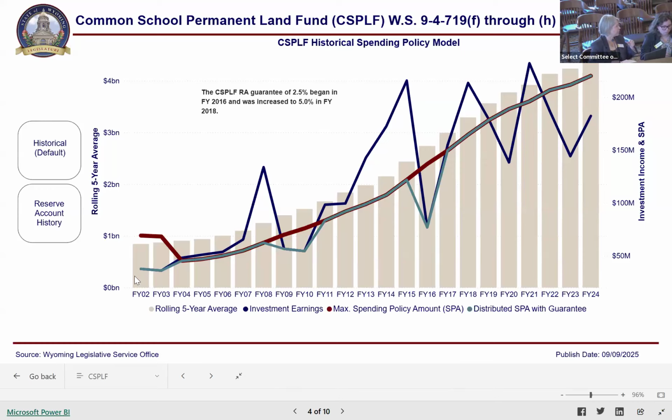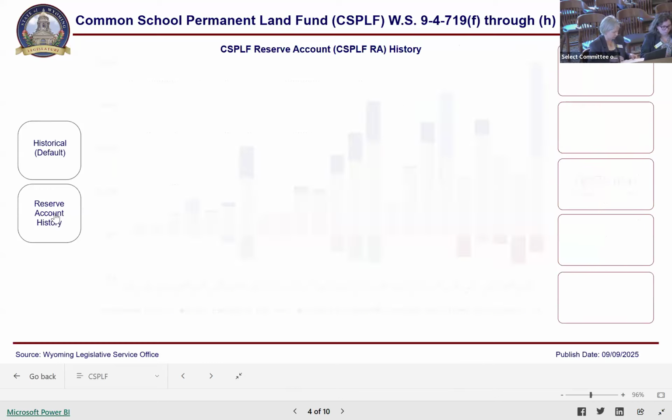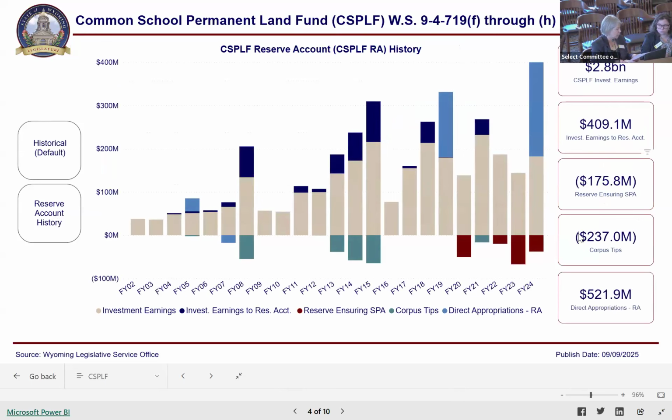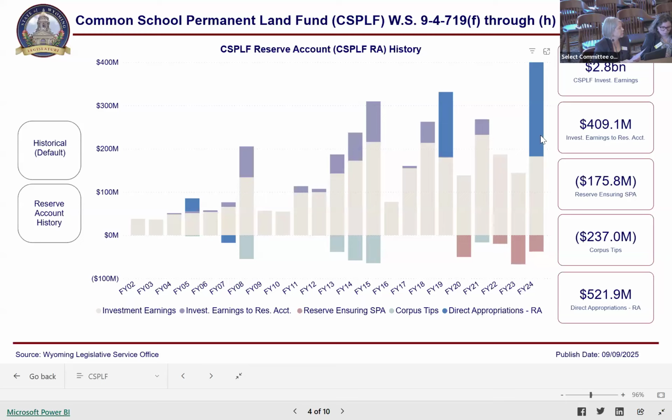Okay, so now if we want to click on the reserve account history, the cards along the right tally up for you what all these different components of the reserve account have been over the years. And one thing I will note is that in fiscal year 24, you see a large direct appropriation into the fund. That happened, each one of our funds had a large appropriation in 24, and it was a result of this committee's bill in 2023, House Bill 89, trying to get those reserve accounts up to the 5X.